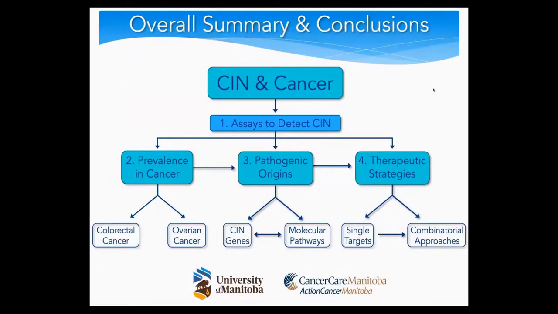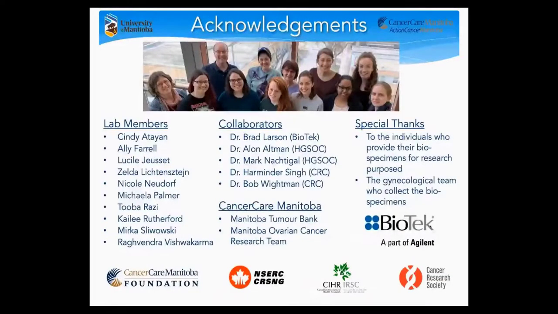So as far as an overall summary of today's talk is concerned, you hopefully can see how we're interested in CIN and its relationship with cancer, how we developed those quantitative imaging microscopy approaches and applied them to identify the prevalence of CIN in cancer, to identify those pathogenic origins or CIN genes, and how we can exploit that information to develop therapeutic strategies that selectively exploit cancer cells harboring defects in those CIN genes, as both single agents as well as through combinatorial approaches.